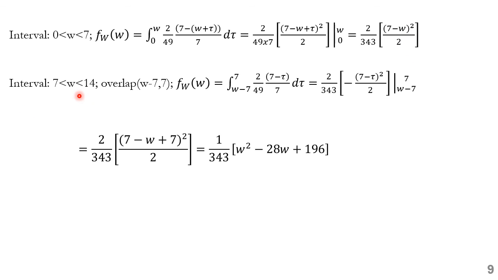In the second interval, w value varies between 7 to 14. The overlap is w minus 7 to 7. Fw of w is the integral from w minus 7 to 7 of 2 divided by 49 into 7 minus tau, divided by 7, d tau. We get the answer as 1 divided by 343 into w square minus 28w plus 196.